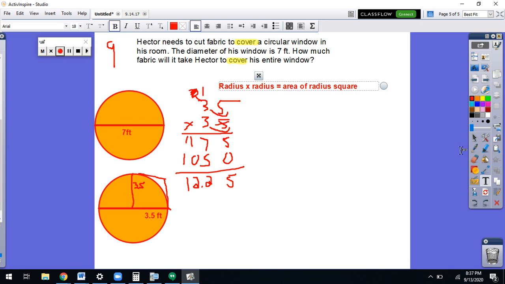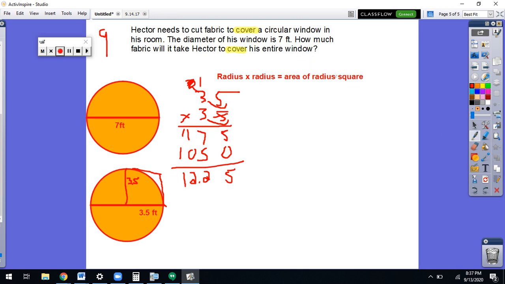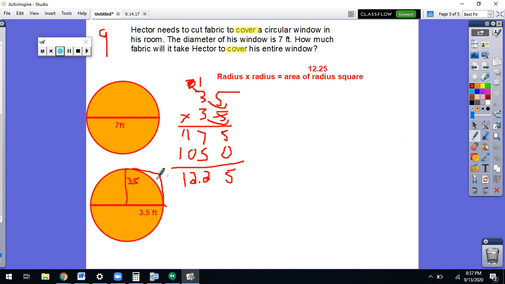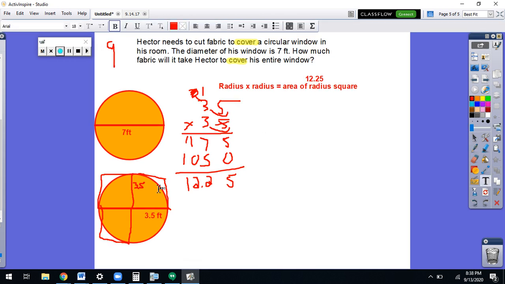So this number right here was, I guess I can put text, right? So I don't have to worry about that. 12.25. Right? Because I did 3.5 times 3.5, I got 12.25. So now I got to come over here. That just covers one quadrant. I need, and you should be thinking, how many radius squares? There's 2. There's 3. And we should know that we only need 3. So that would be 12.25 for the area there, 12.25 for the area there.